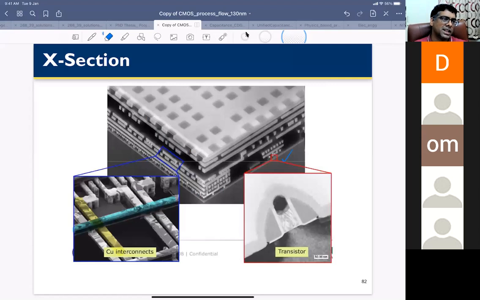This is the reason your last metal cannot be copper. If you leave copper at room temperature for some time, it oxidizes. So that's the reason the last metal in most ICs is made of aluminum, because it will be exposed to the environment. Aluminum is a more stable material than copper. So for the last metal, you use aluminum.